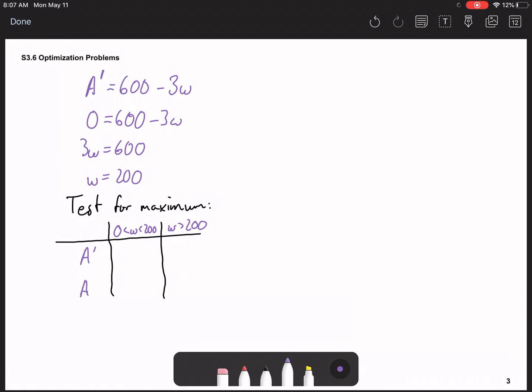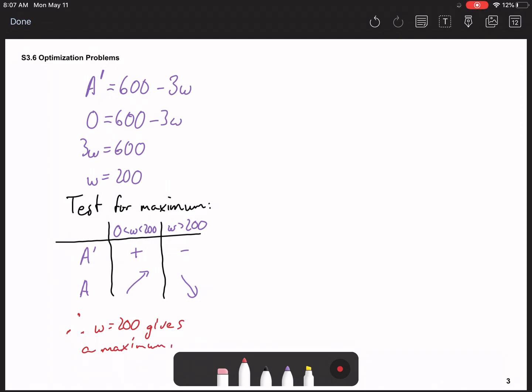If I choose a value between 0 and 200, let's say 100, put it into my first derivative, I get a positive value. If I choose a value bigger than 200, let's say 300, put it in my derivative, I get a negative value, showing that I'm increasing and then decreasing for the original function. So therefore, W equal to 200 gives a maximum. Specifically a local maximum, but that's not necessary for us to find.